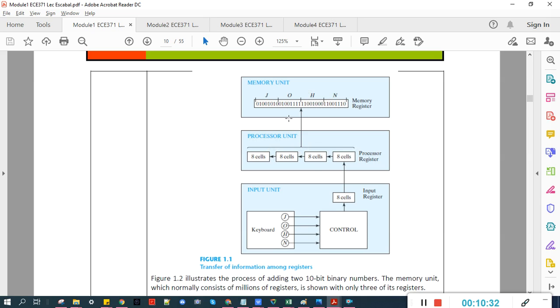This is just a simple example of how registers are used to store information temporarily, especially on the input side and the processor side. The registers are used temporarily. For the memory unit, it depends on the type of memory, but we will learn later, as we tackle the types of memories, that registers are temporary storage units.